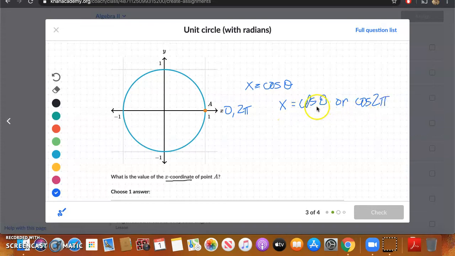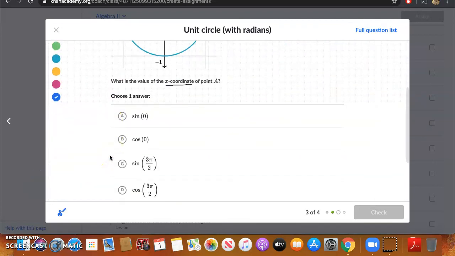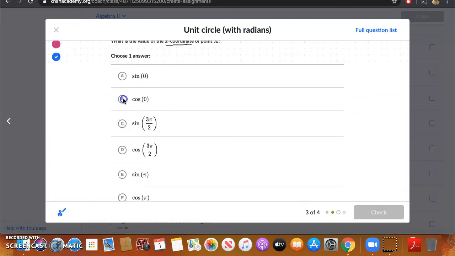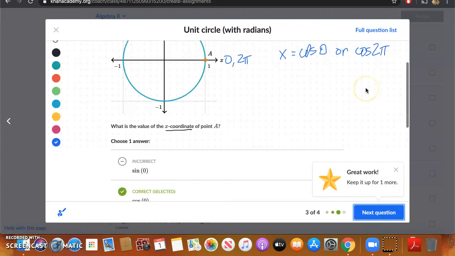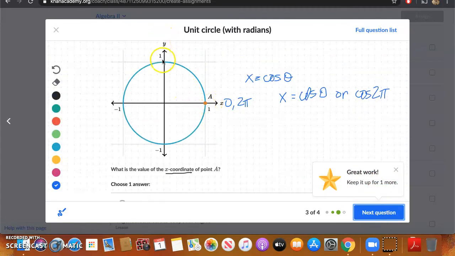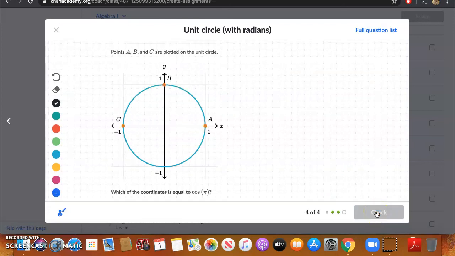So let's see what the choices are. It can either be cosine of 0 or cosine of 2 pi. So let's see what we have here. Okay, it looks like we have the cosine of 0. These angles that are on the axes are the simplest angles, right? Because again, in radians, this is 0. 0 is still the same. Pi over 2, pi, 3 pi over 2, and then back to 2 pi, which is a full circle. Now let's do the last one here.